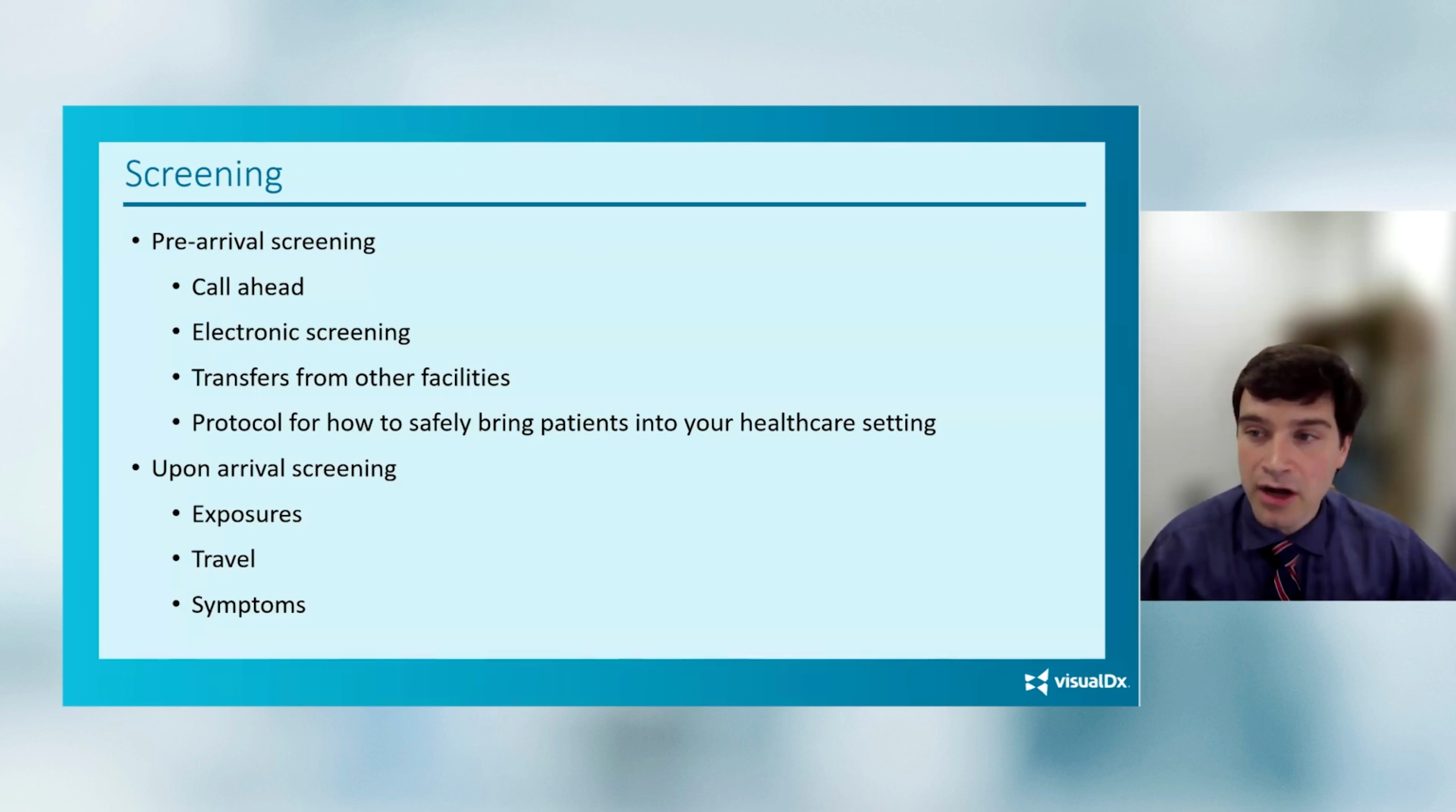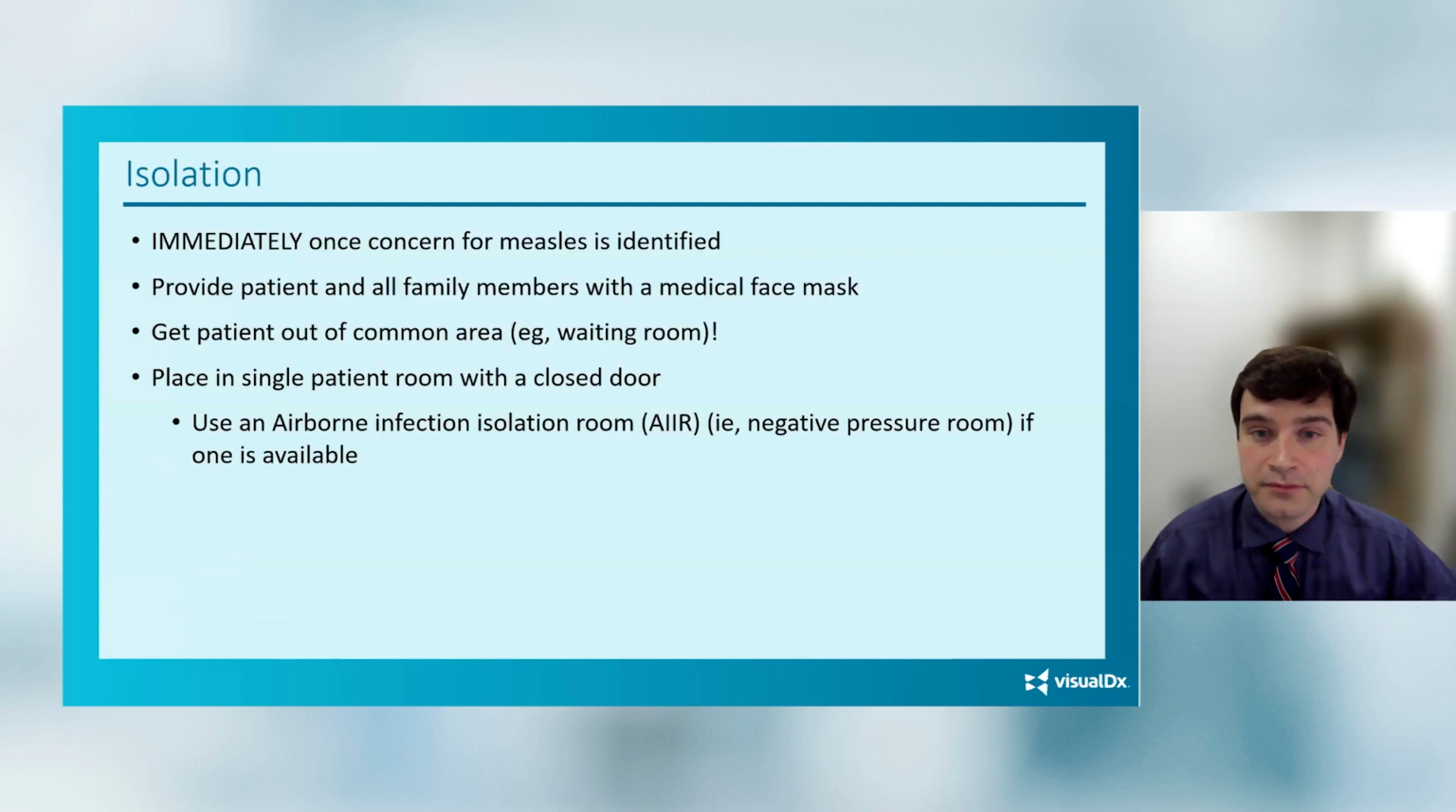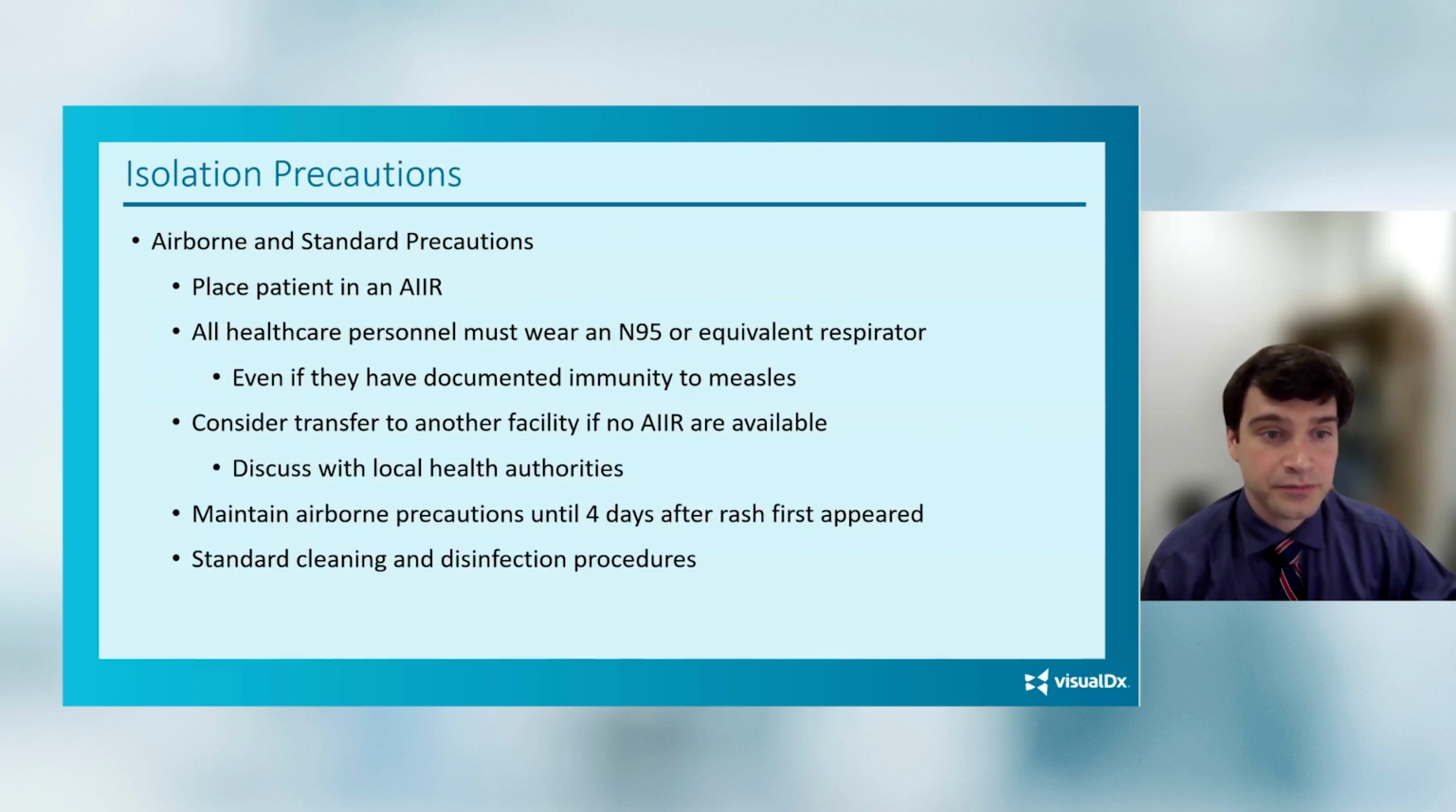And then you also want to screen people upon arrival for any measles exposures, travel to measles endemic areas, and symptoms of measles, especially fever and rash. Once you have concern that a patient may have measles, you need to immediately isolate them. Provide that patient and anyone that's with them with a face mask and move them out of a common area, such as a waiting room, and get them in a single patient room with a closed door. Ideally, you want to use an airborne infection isolation room or a negative pressure room if one is available. But if one is not available, you still want to get them to a single room as quickly as possible.